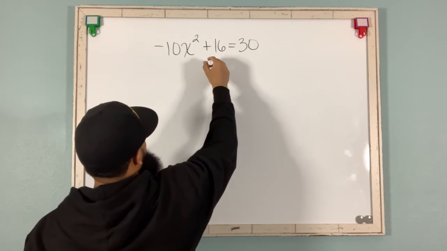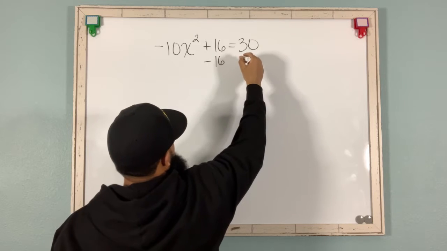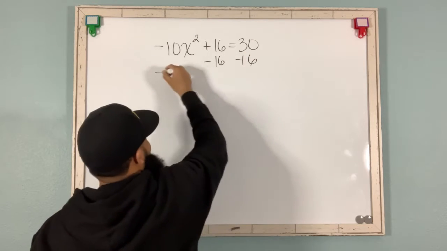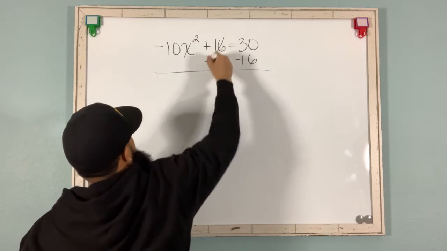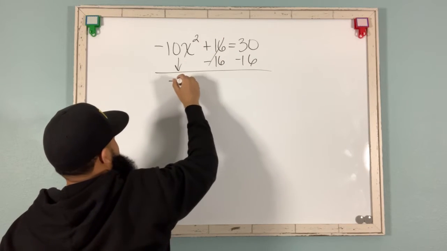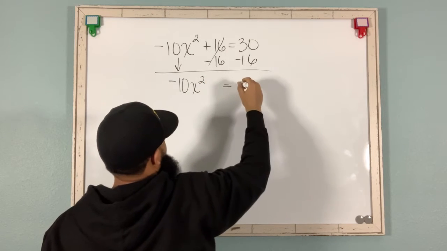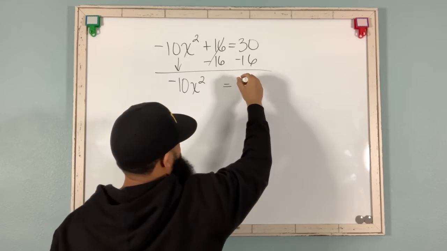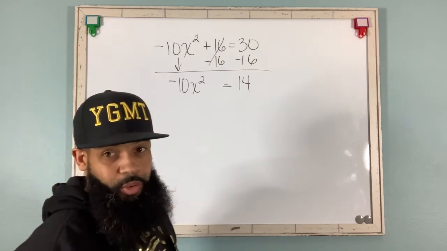So what I want to do is keep my equation balanced. I want to subtract 16 because I need the constants on one side. So in this case, that's 0. I bring down my negative 10x squared. I bring down 30 minus 16, I believe, is 14. All right, so I have negative 10x squared equals 14.